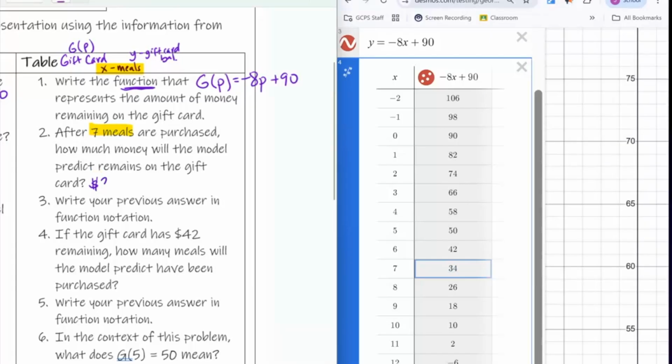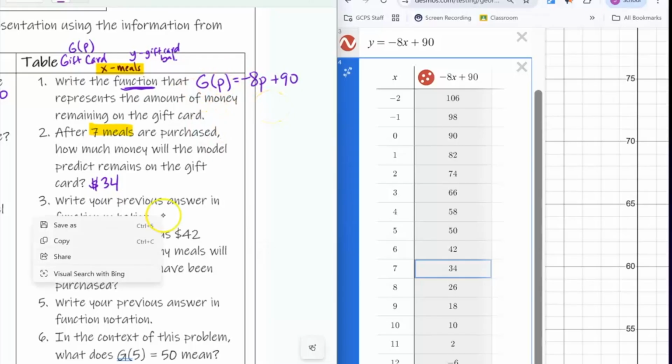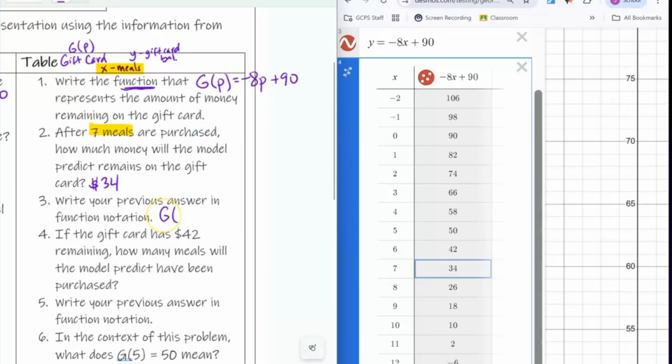Again, you're using your question as an answer line. Write your previous answer in function notation. I want it to look like this. I'm going to say G of P, and my P is my X, so it is 7, is equal to my Y value, which is 34.